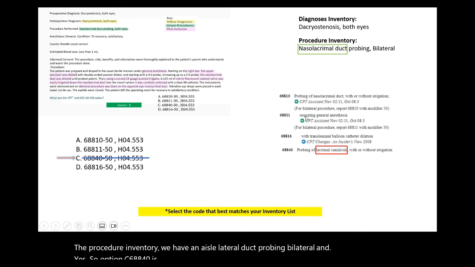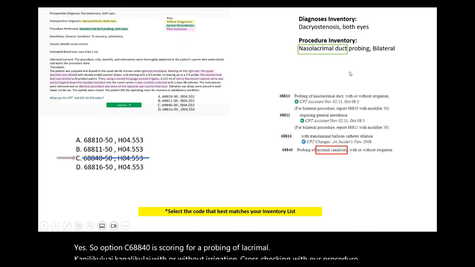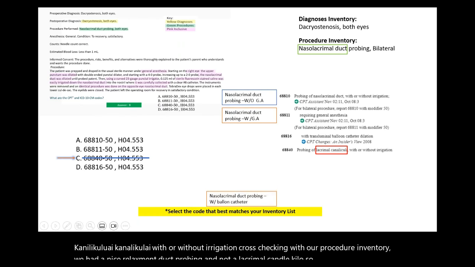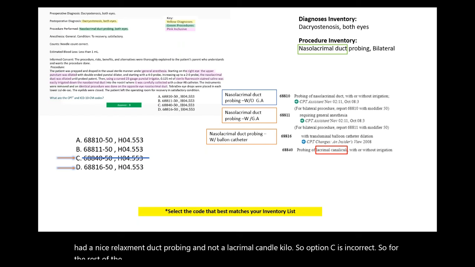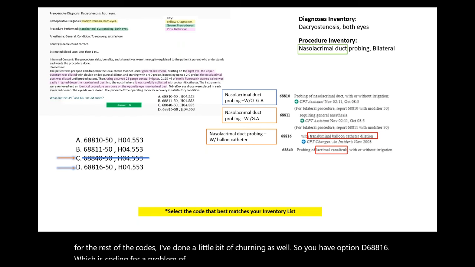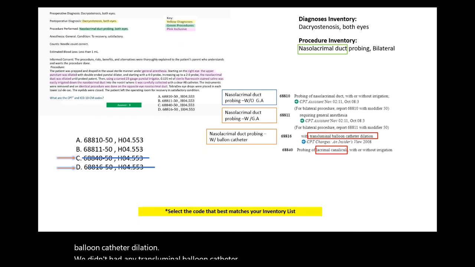And yes, so option C, 68840, is coding for a probing of lacrimal canaliculi with or without irrigation. Cross-checking with our procedure in the scenario, we had a nasolacrimal duct probing and not a lacrimal canaliculi. So option C is incorrect. For the rest of the codes, I've done a little bit of chunking as well. Option D, 68816, is coding for probing of nasolacrimal duct with or without irrigation with transluminal balloon catheter dilation. We didn't have any transluminal balloon catheter used. It was just a nasolacrimal duct probing performed with the help of a needle. So option D is also incorrect.